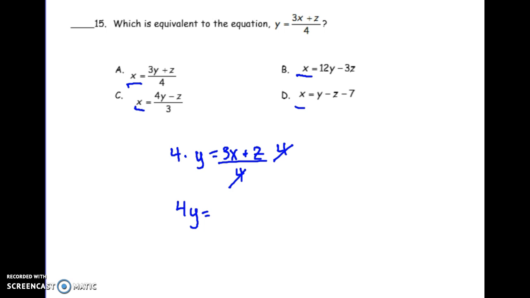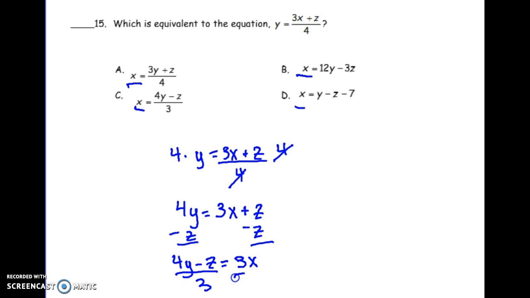Okay, so this is going to be 3x plus z. I'm solving for x, so I need to subtract z from both sides first. When I do that, I've got 4y minus z is equal to 3x. Now I'm going to divide both sides by 3. So x is going to be equal to (4y minus z) divided by 3. When I look at that, it looks like the answer is C. So that's number 15.